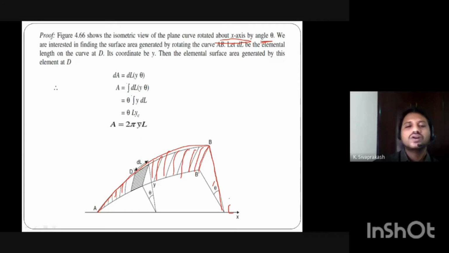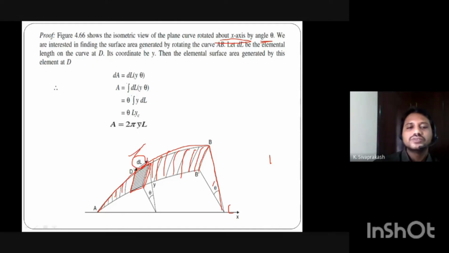Now how can you find the surface area generated by revolving curve ABC by using the theorem of Pappus 1? So first you take a small element length. See here, I am taking a small element length. In that surface area, you consider one small element. This is a small element, right? The length of the element is dl.